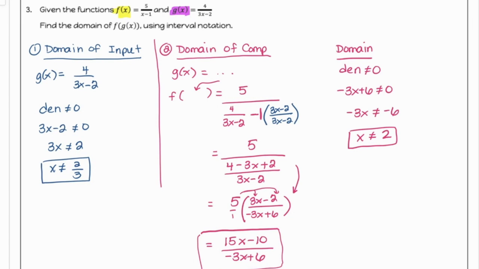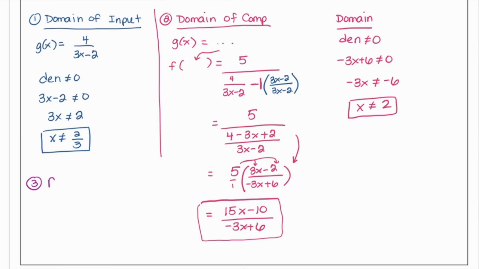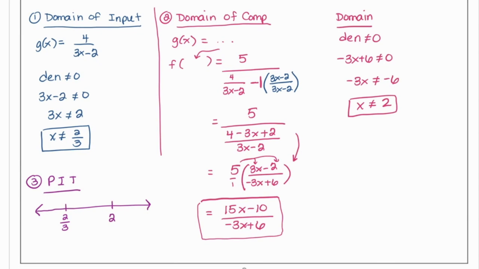So now that I have the domain of the input, the domain of the composition, I am going to put it together. So what we have for the first piece is that x cannot equal 2/3, which means x can be every other number. For the second piece, it says x cannot equal 2, but again, what can it equal? Every other number. So what is part of my domain?